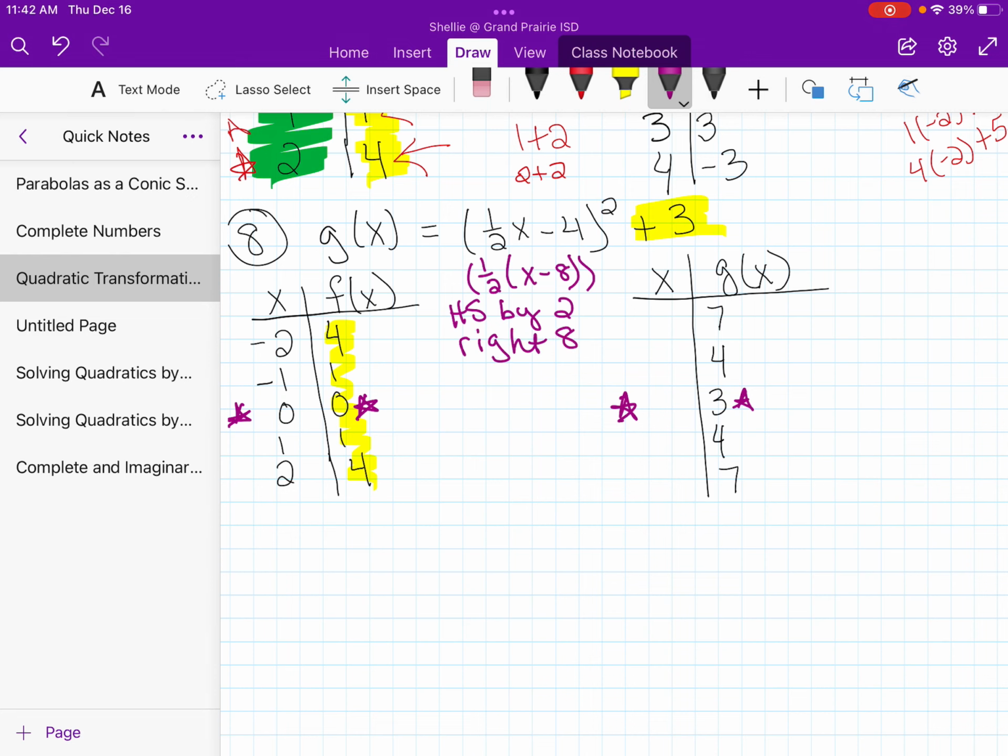Because of that, what I'm going to have to do to each of these x values is multiply by 2 and then add 8. That's what I'm going to have to do to get each of my new x values. So I'm going to do that here on the side. I'm going to take -2. I'm going to multiply that by 2 and add 8. So that's -4 plus 8 is 4.